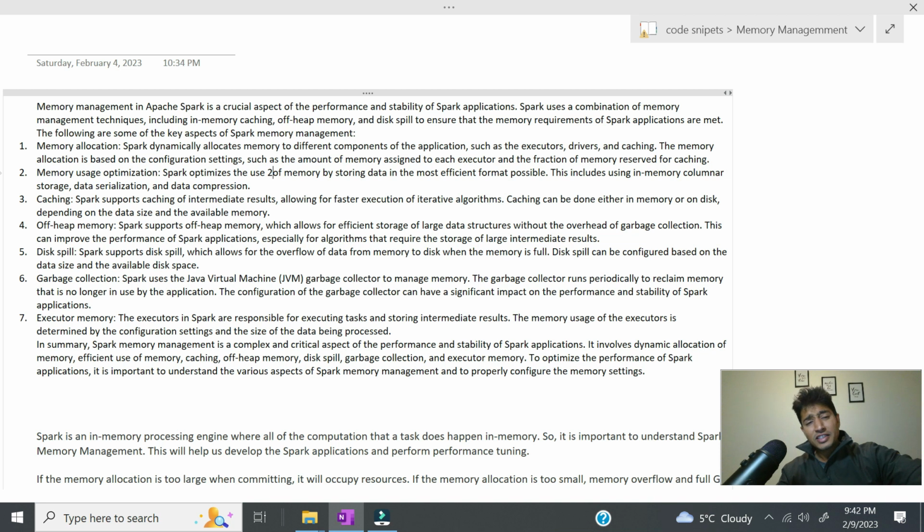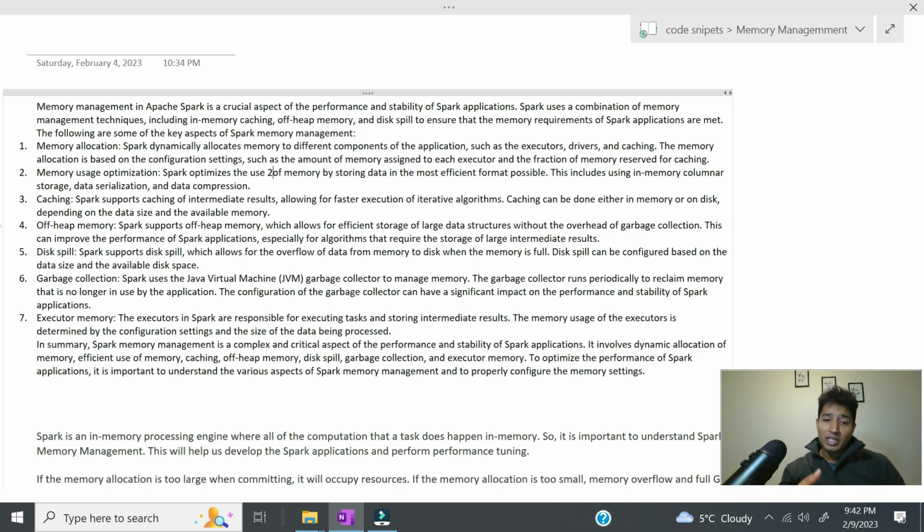Anyways, let's start the topic now. Memory management in Spark is a crucial aspect of the performance and stability of a Spark application. Memory management is not only applicable to Spark, in any processing application memory management is key. Spark uses a combination of memory management techniques, including in-memory caching, off-heap memory, and disk spills, to ensure that the memory requirements of a Spark application are met. The following are the key aspects of memory management.